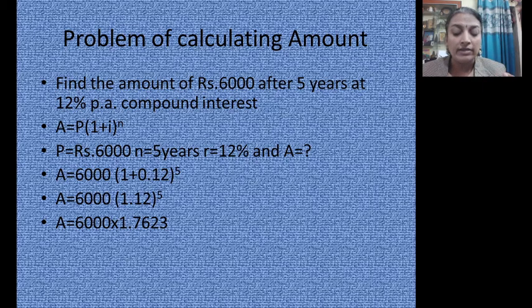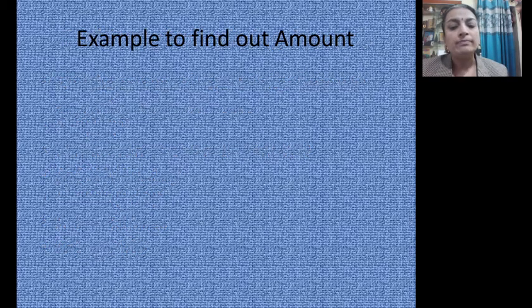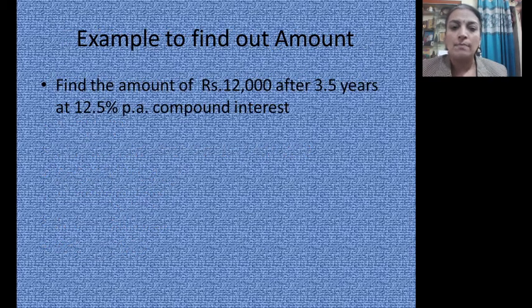Then you will get the answer, that is 1.7623. Again multiply by 6,000 and your A is equal to the final answer, that is 10,574.05. This is the amount, and the amount is asked, so we have calculated the amount. Okay, so one more example of calculating the amount here.